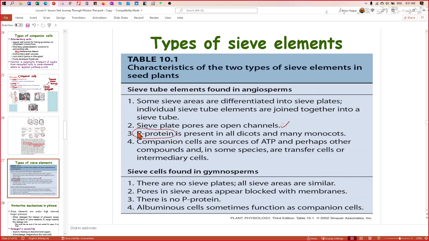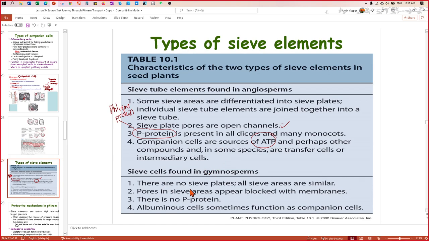The P protein is actually the phloem protein. Then the surrounding companion cells are sources of ATP, because companion cells are living, so they can provide lots of ATP.